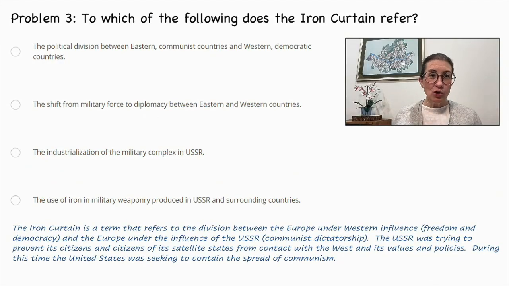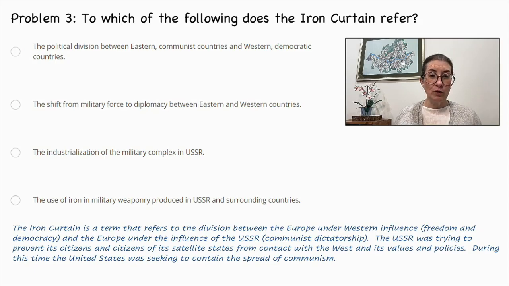Problem number 3. To which of the following does the Iron Curtain refer? The political division between Eastern communist countries and Western democratic countries. The shift from military force to diplomacy between Eastern and Western countries. The industrialization of the military complex in the USSR, or the use of iron in military weaponry produced in the USSR and surrounding countries. Let's look at the definition of the Iron Curtain.